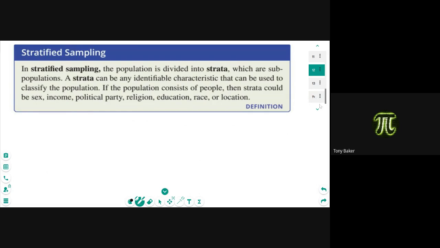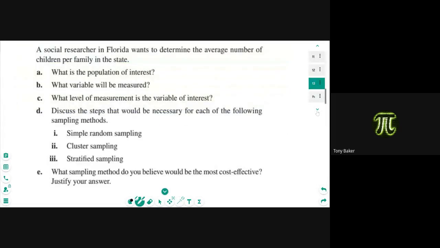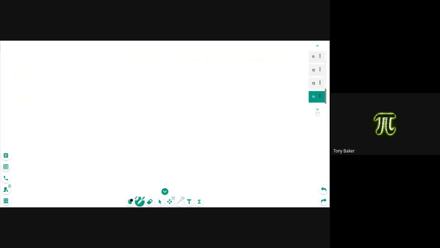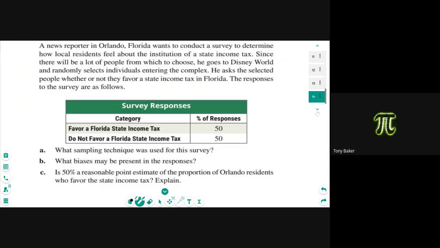All right. Let's look at this one. All right, last problem.